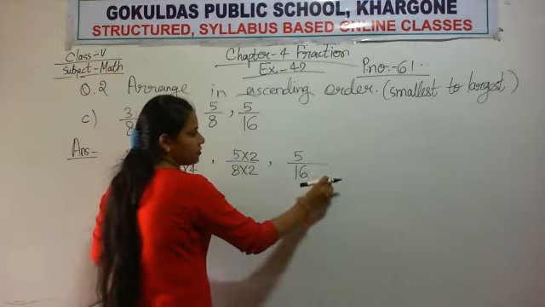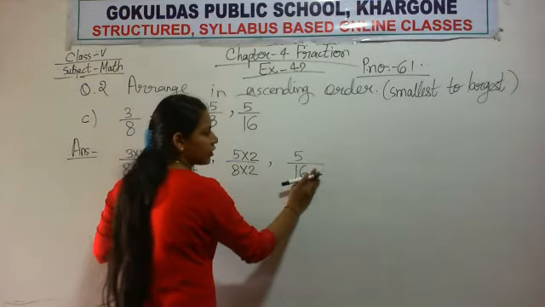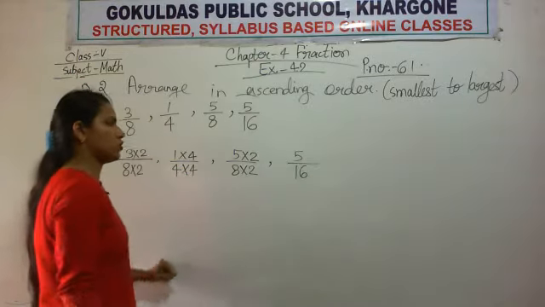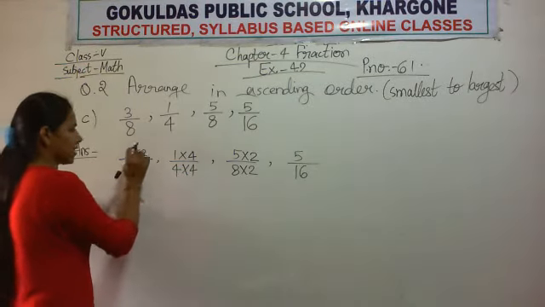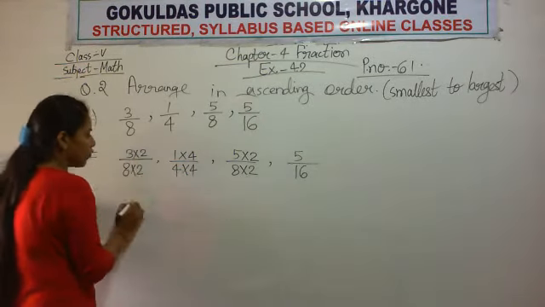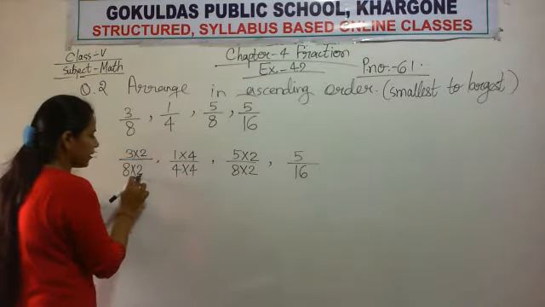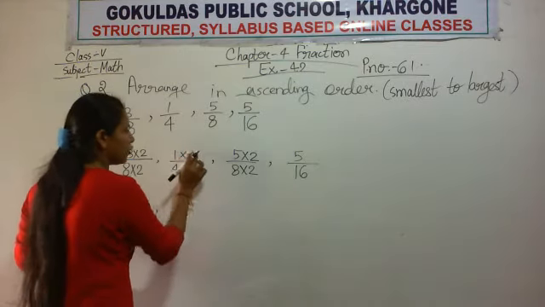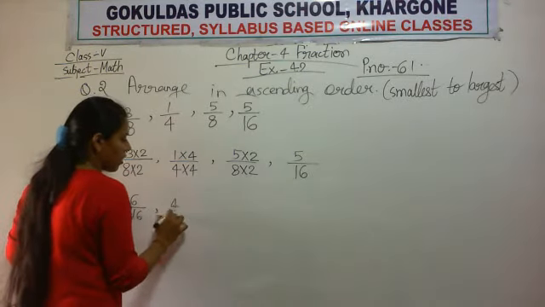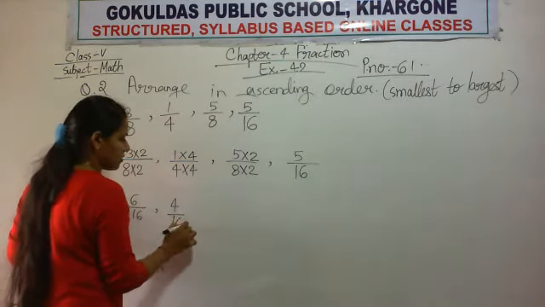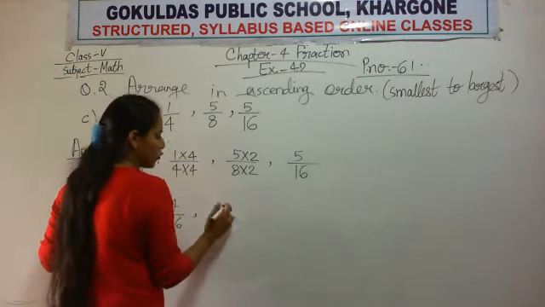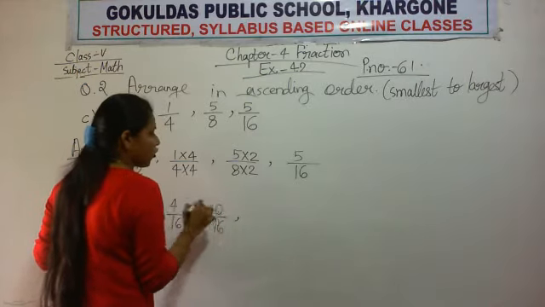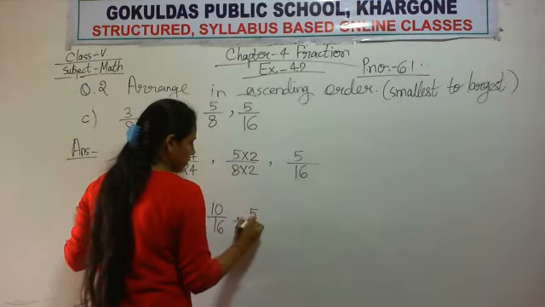Observe that I did not multiply anything here, so no need to multiply in the numerator also. Now solve in the next step. 3 into 2 is 6 upon 8 into 2 is 16, comma 1 into 4 is 4 upon 4 into 4 is 16, comma 5 into 2 is 10 upon 8 into 2 is 16, comma 5 upon 16.